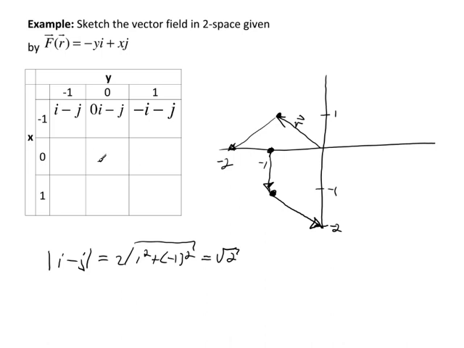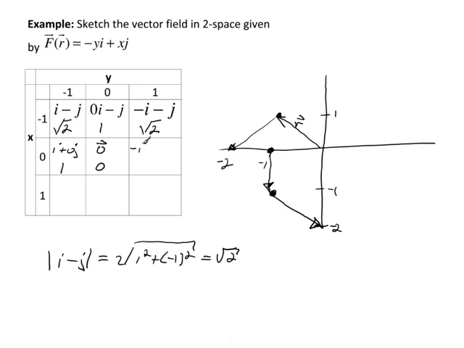Now, I'm going to finish up this table real quickly here. And actually, I'm going to add to this magnitude. This is going to have a magnitude of root 2. This is going to have a magnitude of 1. This is going to have a magnitude of root 2. Now, if I work on this table, this is going to be i plus 0j. It's going to have a magnitude of 1. This is just going to be the 0 vector, obviously with a magnitude of 0.